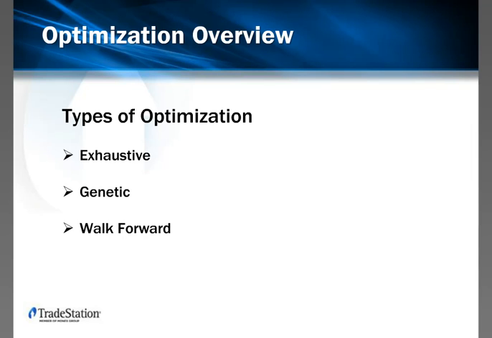So let's talk about some of the terminology of optimization. There are two methods for optimizing a strategy. There's the exhaustive method. The exhaustive method simply means that we are going to go through every possible combination of inputs based on the input setup during the optimization process.